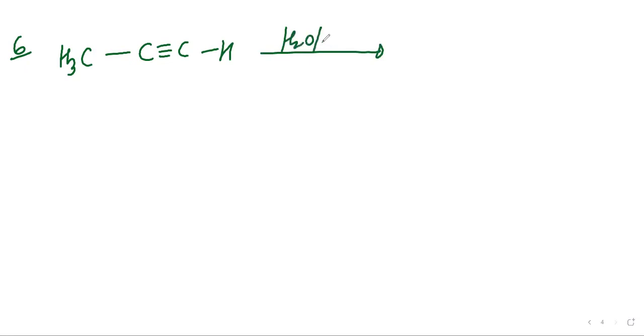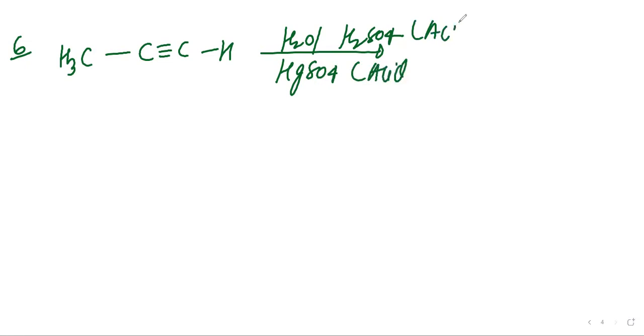Next, the sixth one. Now look at the next sixth one. Predict the correct intermediate and product in the following reaction. So it is H3C, C triple bond CH in presence of water H2O and sulfuric acid H2SO4 and mercuric sulfate is also there. This is also acid. This is your sulfuric acid.